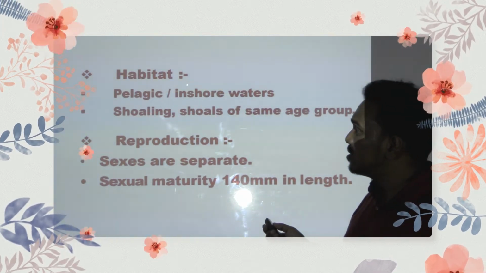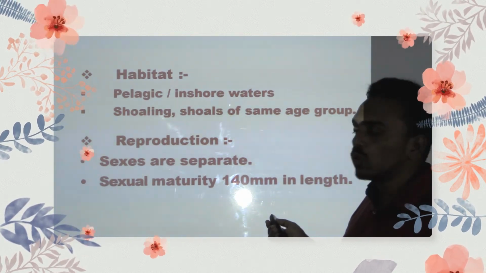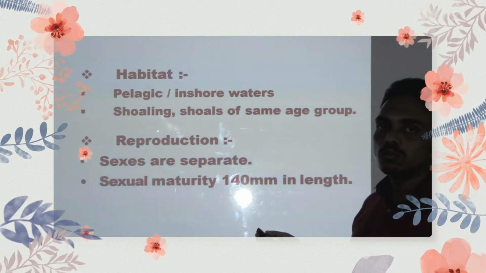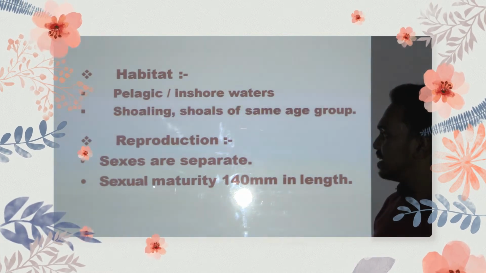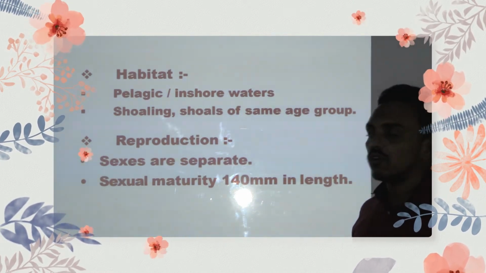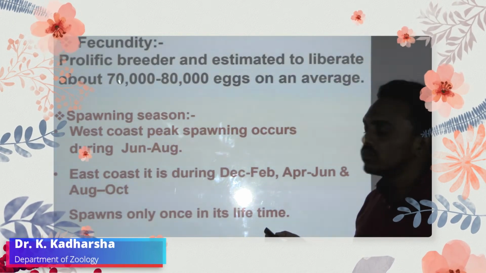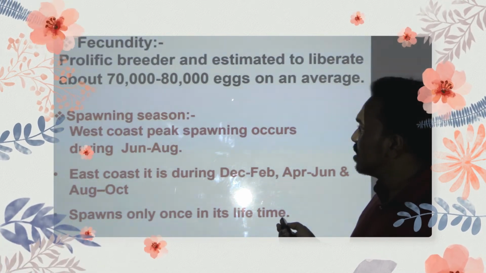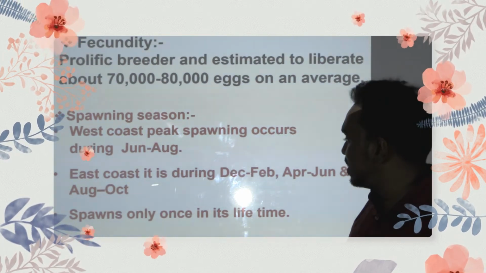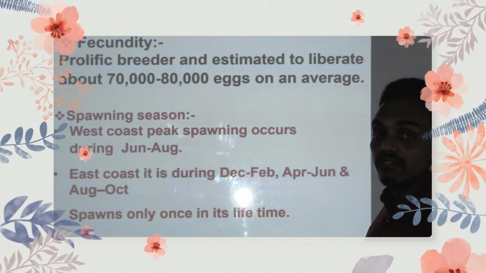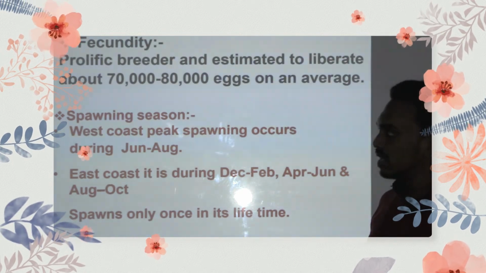When it comes to the habitat of this oil sardine, they are pelagic forms and occupy the inshore waters. They are shoaling forms. They move in shoals, and shoals comprise the same age groups. Sexes are separate, and it reaches sexual maturity at a length of 140 mm. It is a prolific breeder and is estimated to liberate around 70 to 80,000 eggs on average. The peak spawning season on the west coast is from June to August, whereas on the east coast there are three different spawning seasons: December to February, April to June and August to October. It spawns only once in a lifetime.